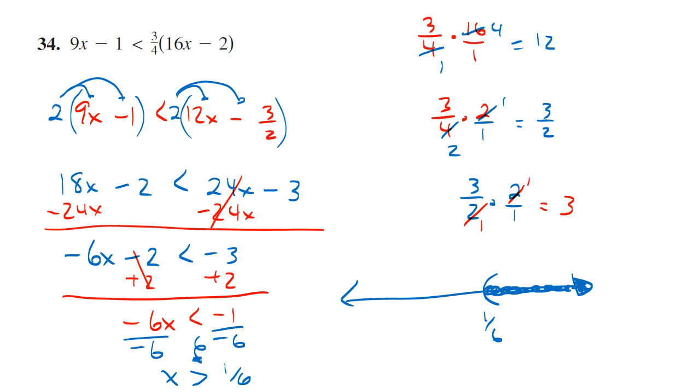All right, with that, in order to get this guy by itself, we're going to have to add 2 to both sides. So -6x is less than -1, looks like. Okay, what do we divide by? We divide by -6.